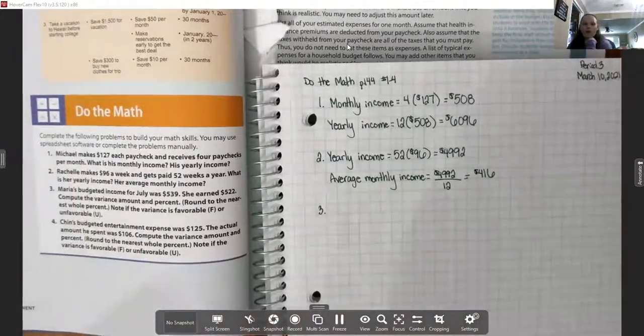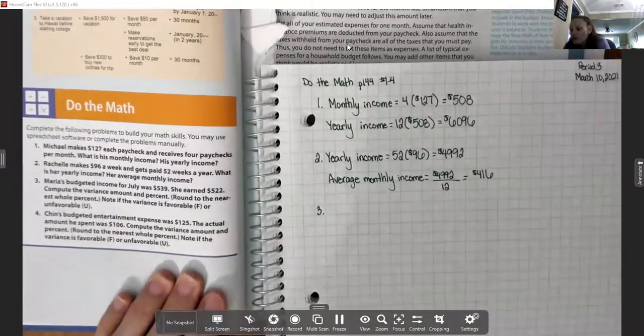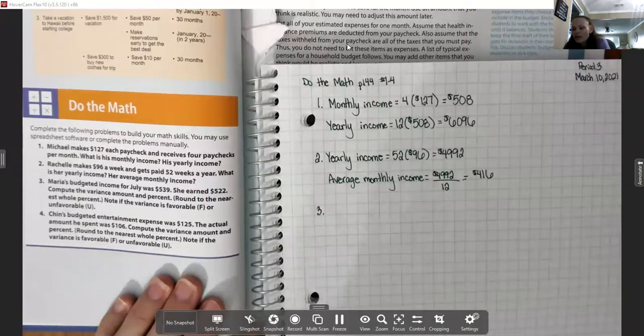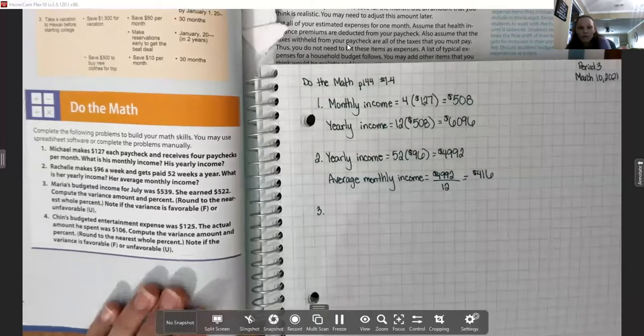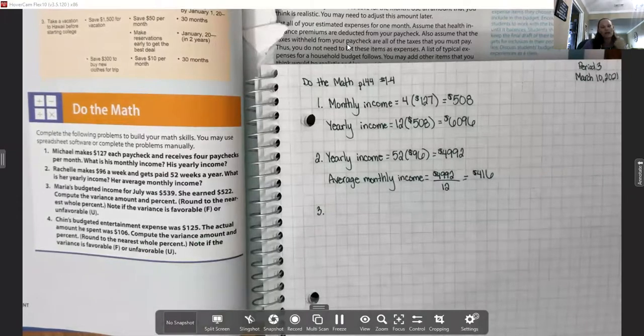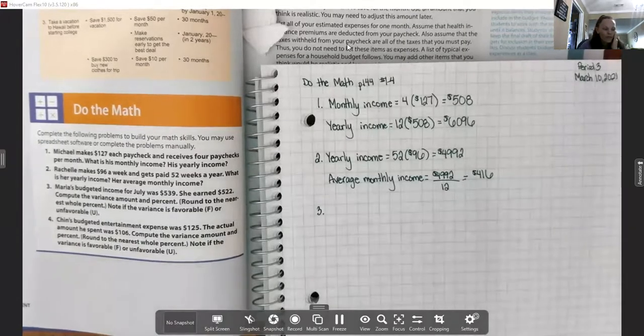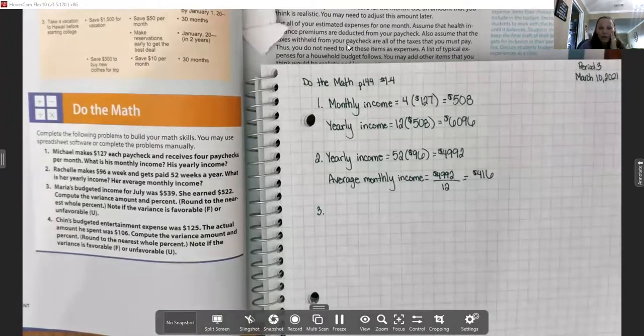All right, number 3. Maria's budgeted income for July was $539. She earned $522. Compute the variance amount and the percent. Note if it was favorable or unfavorable. So I want you guys to try this one. First, decide. I personally like to say, is it favorable or unfavorable first? And then that tells you if it should be positive or negative. So see if you can do that one. I'll give you guys 30 seconds or so. I don't want to give too long because if you're stuck, I don't want you just sitting there wasting your time, and I will go over it.